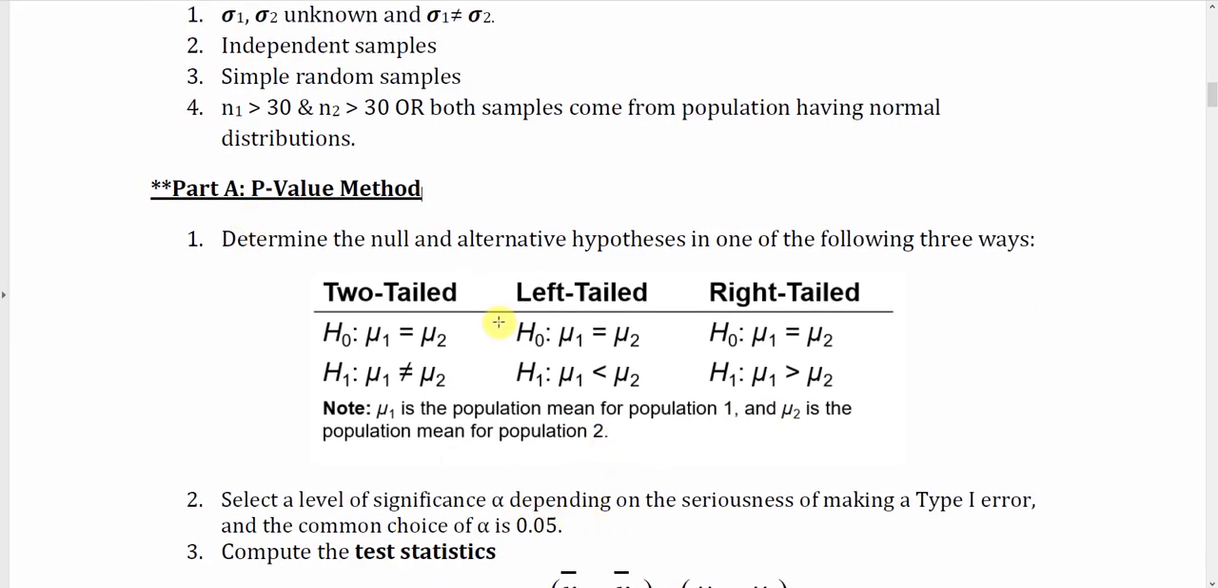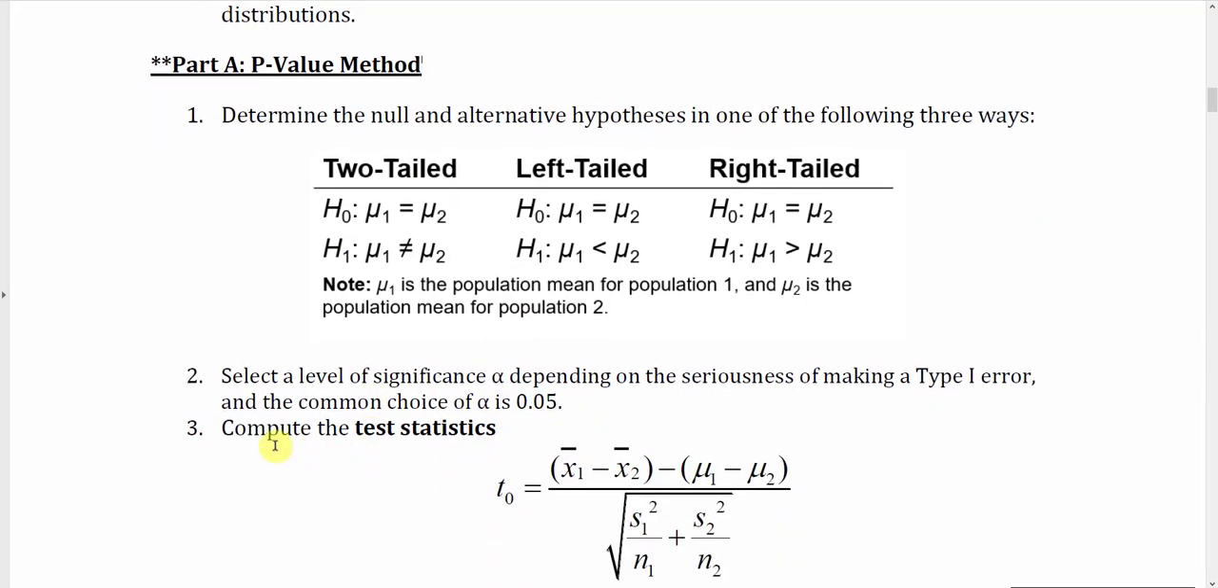After we determine the null and alternative hypothesis, we select a level of significance alpha, and this will depend on the seriousness of making a type 1 error. Again, alpha is the probability of making a type 1 error, and the common choice is usually 0.05, but the problem will give you the level of alpha. And after that, we will compute the test statistic. It's just like the last section. We have to get the test statistic.